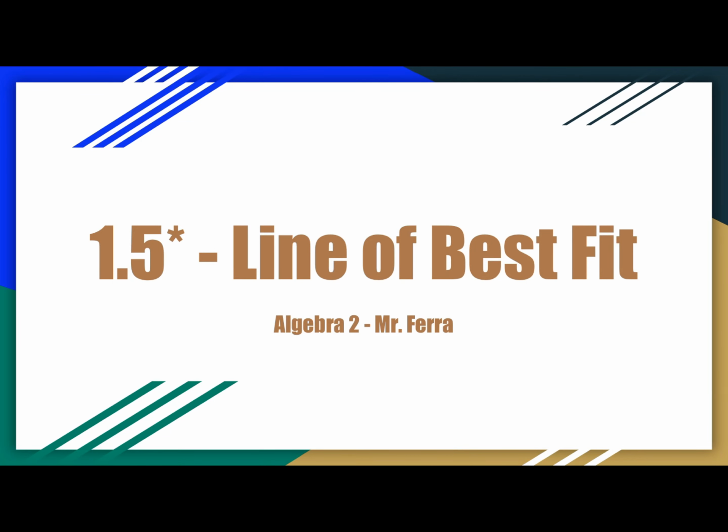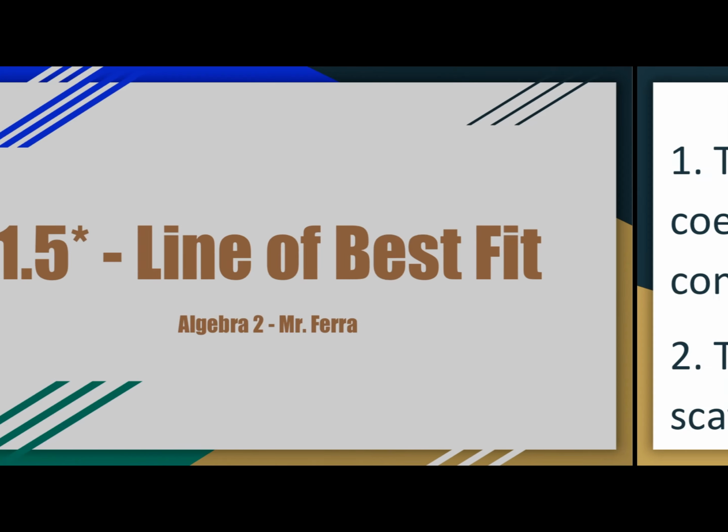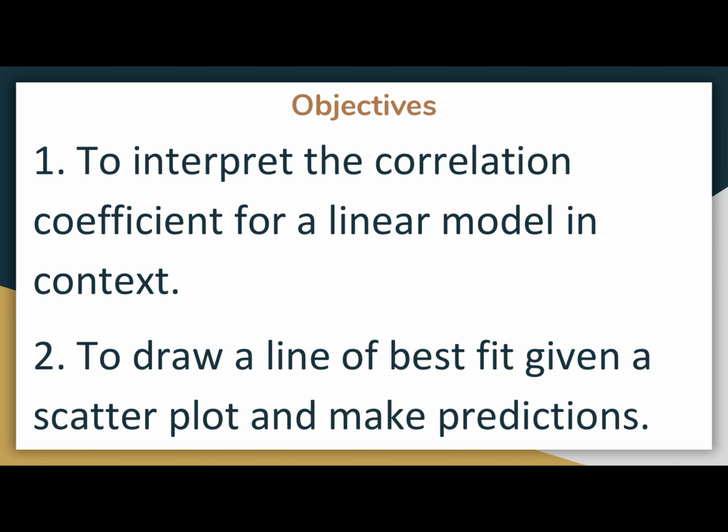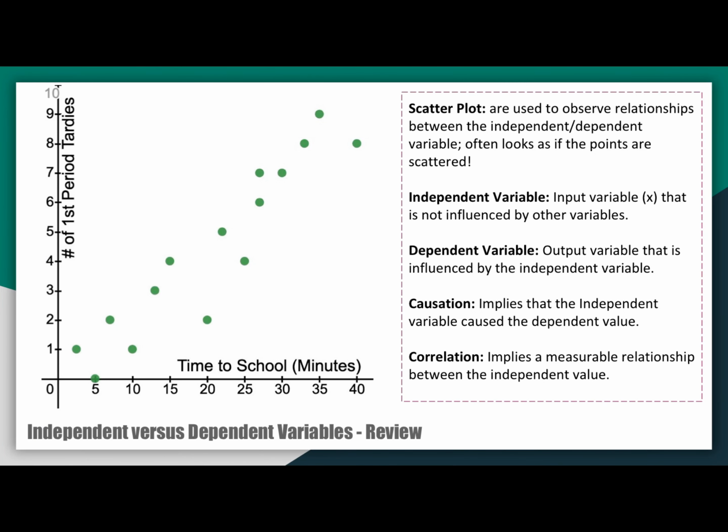Okay, so here we have 1.5 line of best fit, and we have two objectives: to interpret the correlation coefficient for a linear model in context, and to draw a line of best fit given a scatter plot and make predictions. Now here we have a lot going on, okay?